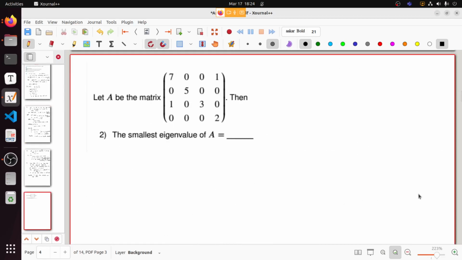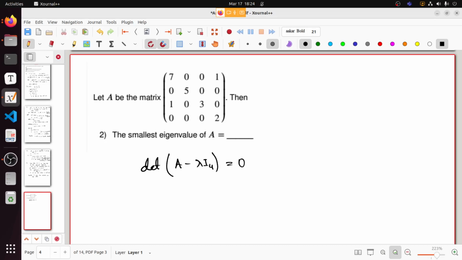Okay, what it is saying: a matrix is given. This is a 4 cross 4 matrix. You have to find the smallest eigenvalue of this. So let's find the eigenvalues of this. Eigenvalues of this are the roots of the polynomial determinant of A minus lambda I, right? Here the identity is 4 cross 4, right? So this we have to find.